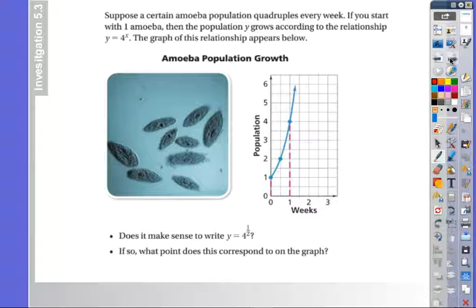All right, so here we go. Suppose a certain amoeba population quadruples every week. Quadruple means it is multiplied by 4. So if you start with one amoeba, the population y grows according to the relationship y is equal to 4^x. The graph of this relationship appears below. Ta-da! And so we want to know, if we start at one amoeba and it quadruples every week, how many amoebas can be found in this population after half a week?